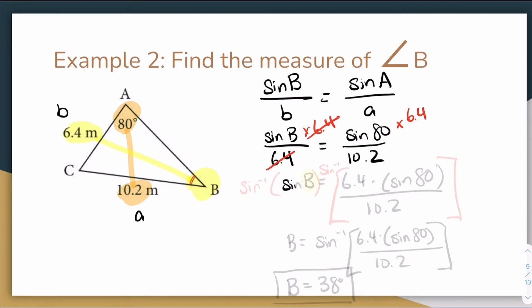Let's rewrite this. Sine b equals 6.4 times sine 80 over 10.2. I still need to get my b by itself. But right now we have sine b, so we have to use inverse sine to get rid of it. I'm going to take the inverse sine of the entire other side.